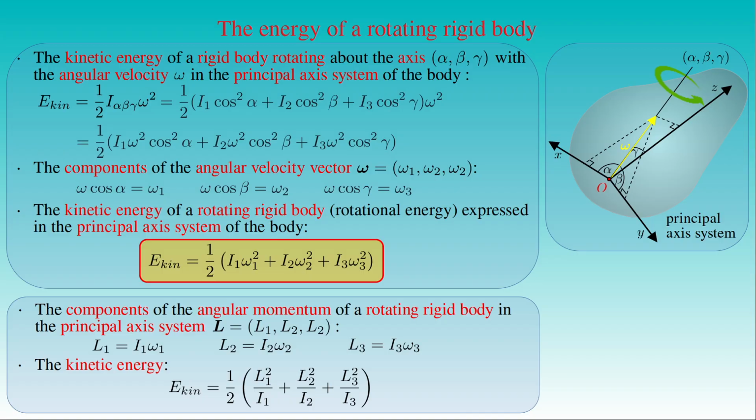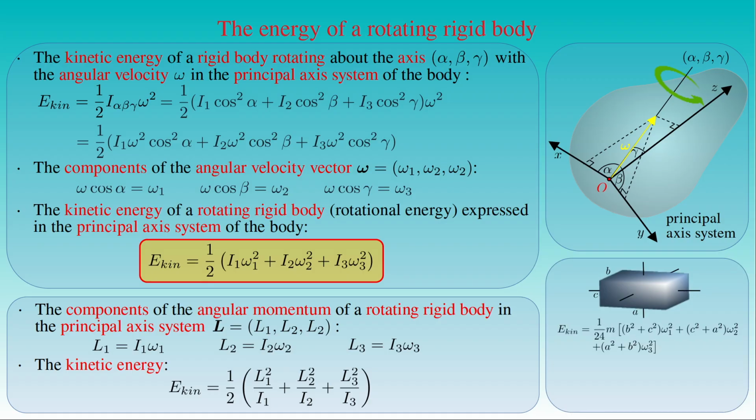As an illustration, we use the example of the rectangular cuboid again. If we substitute the principal moments of inertia for the cuboid into the equation of the kinetic energy, then we can write the latter as 1 over 24 times the mass m of the cuboid, times the sum of three terms. The sum of b squared and c squared times omega 1 squared, the sum of c squared and a squared times omega 2 squared, and the sum of a squared and b squared times omega 3 squared.